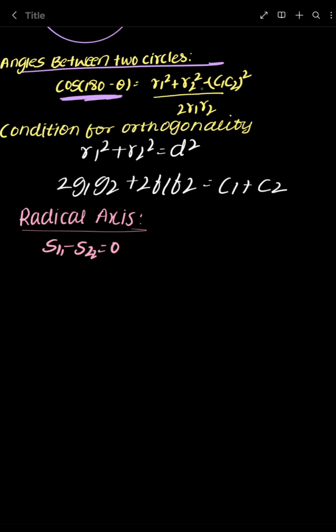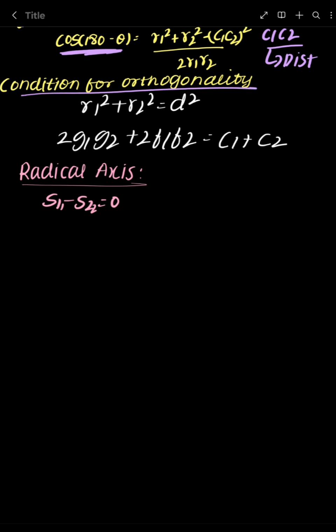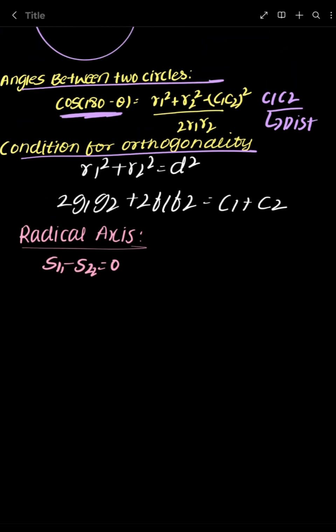Cos of 180 minus theta in this case is going to be R1 squared plus R2 squared minus C1C2 squared by 2 R1 R2. Here C1C2 is the distance between centers. Condition for orthogonality: R1 squared plus R2 squared is equal to D squared. Orthogonality basically means the tangents are perpendicular. So theta is 90, cos is going to become 0.